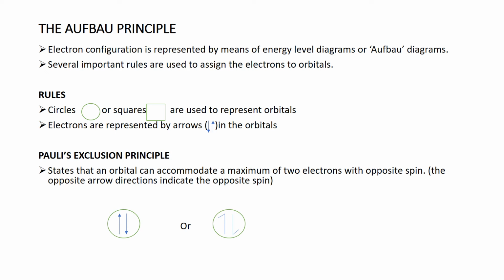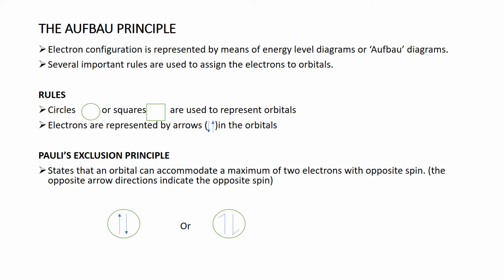In this video, we'll look at the Aufbau principle. In my previous video, we looked at electron configuration. Electron configuration is represented by means of energy level diagrams or Aufbau diagrams. We have several important rules for assigning the electrons to orbitals. You have to get used to the rules because we're still going to have so many rules.